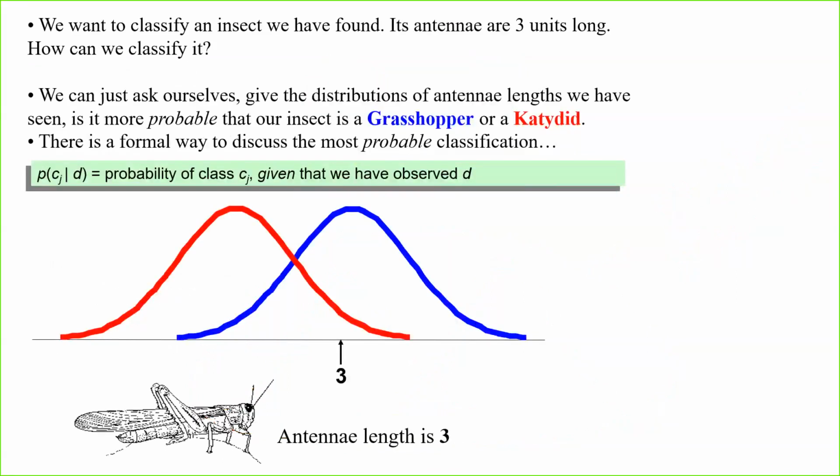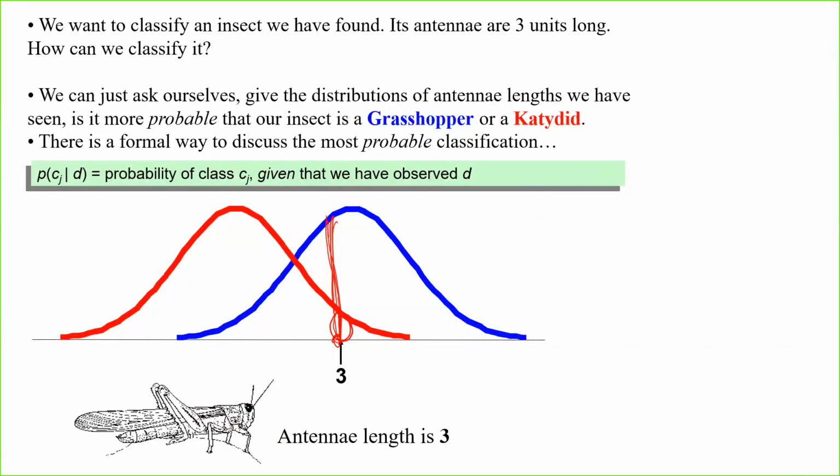Okay, fine. Given a new insect for which we know the antenna length is 3, to which class does it belong? We have to estimate, antenna length 3 means here. You see that this is the distribution of the katydids and this is the distribution of the grasshoppers. So to which class does it belong? Higher chance, grasshopper.